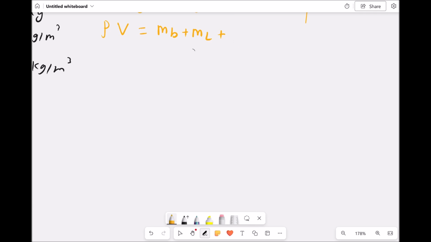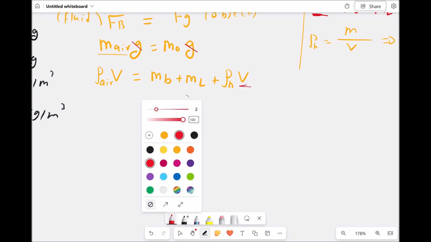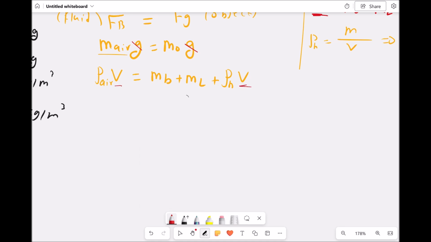We can write rho V. Rho of what? Rho of helium, H. And this is of air. Careful. Okay, now let's rearrange the equation. Since we need the volume of the balloon, we are going to put these close together so we can later rearrange the equation.